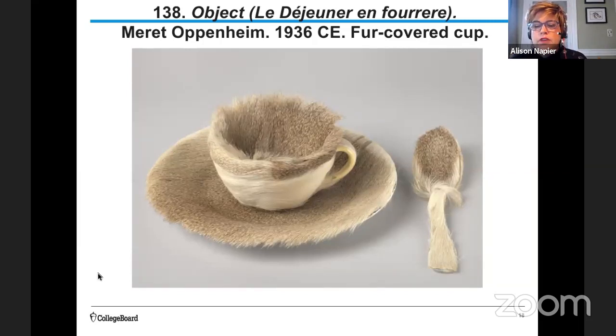So civilization here meets wild animal, and Breton refers to it as breakfast in fur, referring to this erotic novel of the time called Venus in Fur, which added some other overtones to the work, which Oppenheim says she didn't really intend, but nonetheless embraced the multiple meanings.